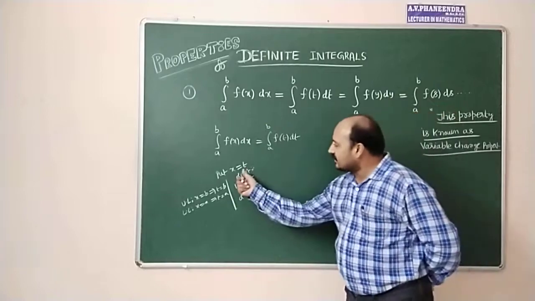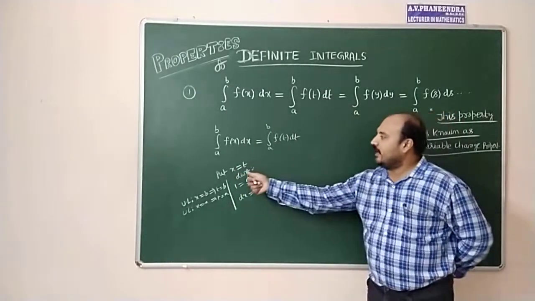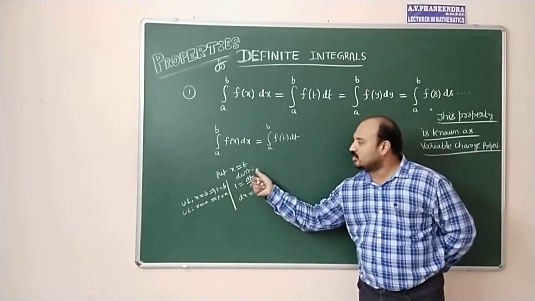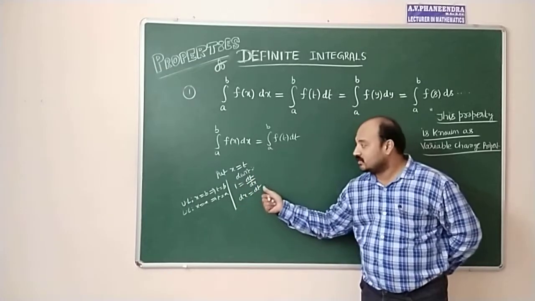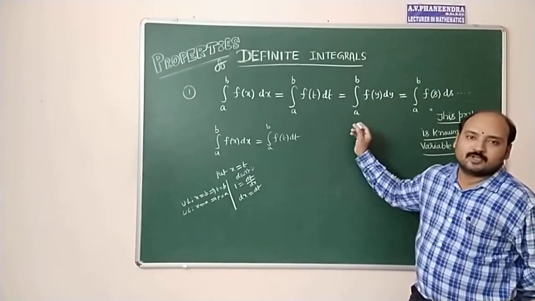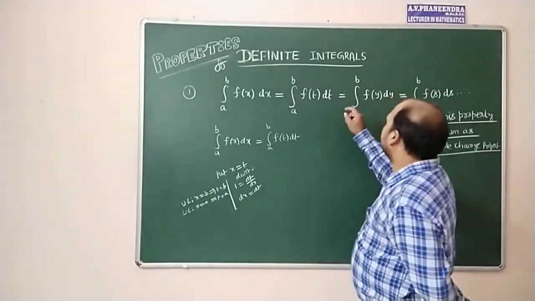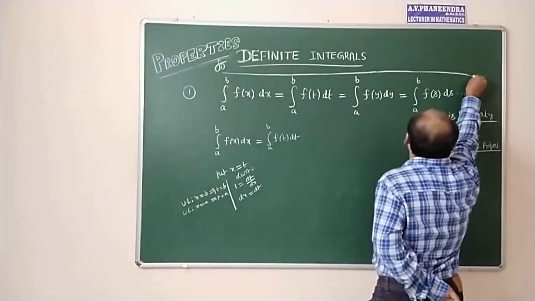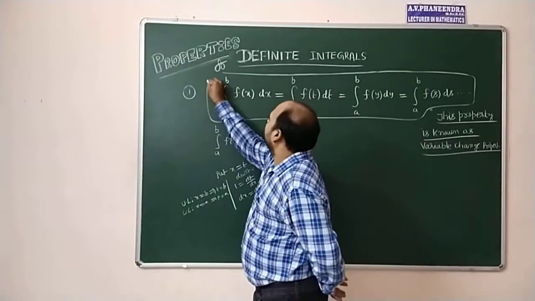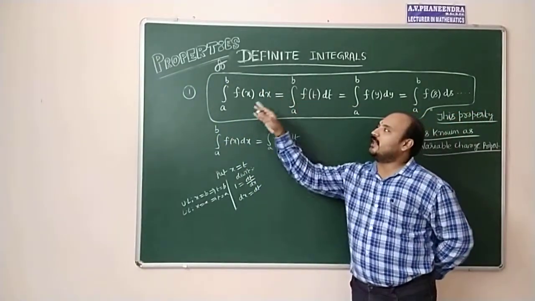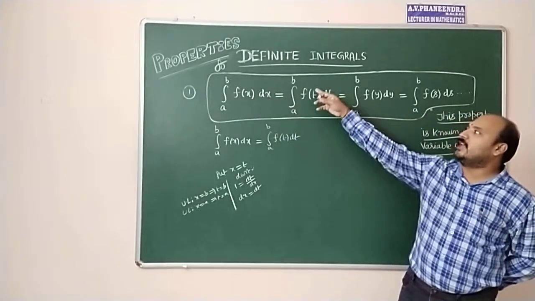So in place of t, if you take y, x is equal to y, differentiate with respect to y: 1 is equal to dy by dx will come. dx is equal to dy. Substitute in that. That is the reason this property is known as variable change property. Generally we will use these two: integral a to b f of x dx equal to integral a to b f of t dt.